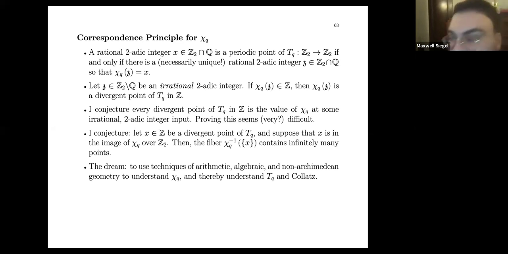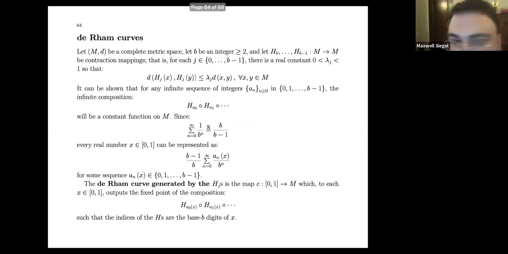Now, while it might seem preposterous to treat a function out of Z2 as a curve, this is actually just a very minor modification to an already well-known construction, the so-called de Rham curve. And yes, this is a de Rham cohomology de Rham.